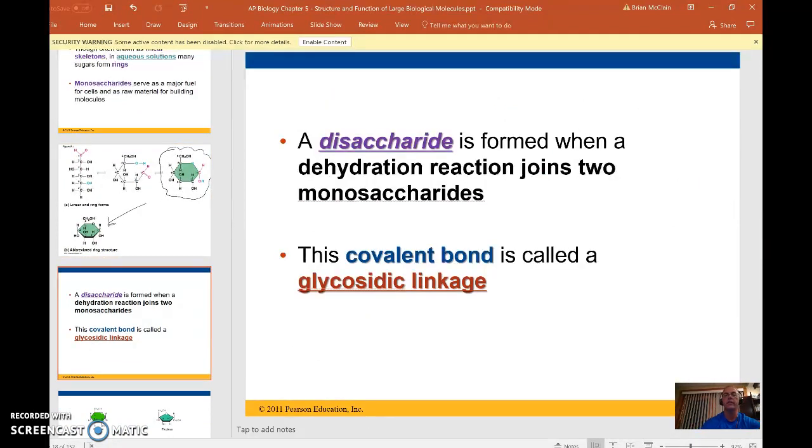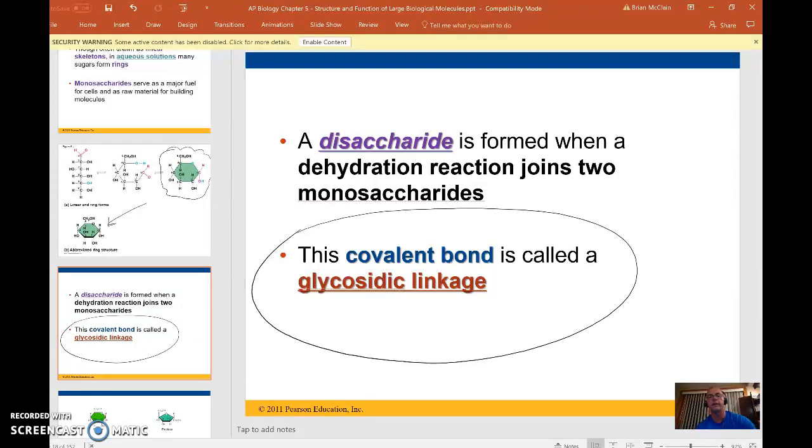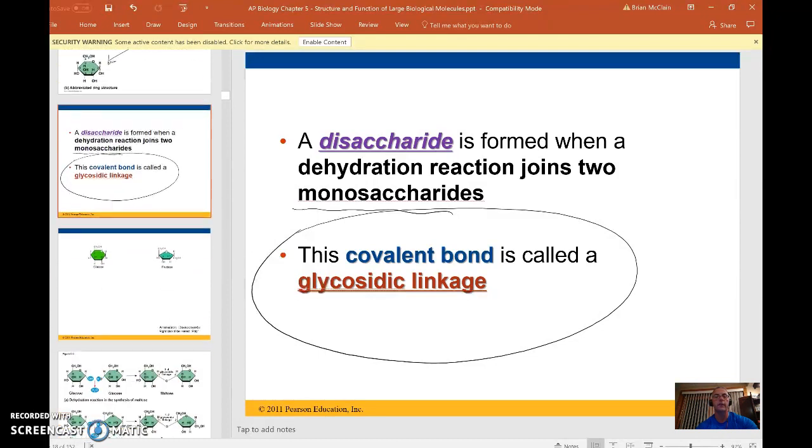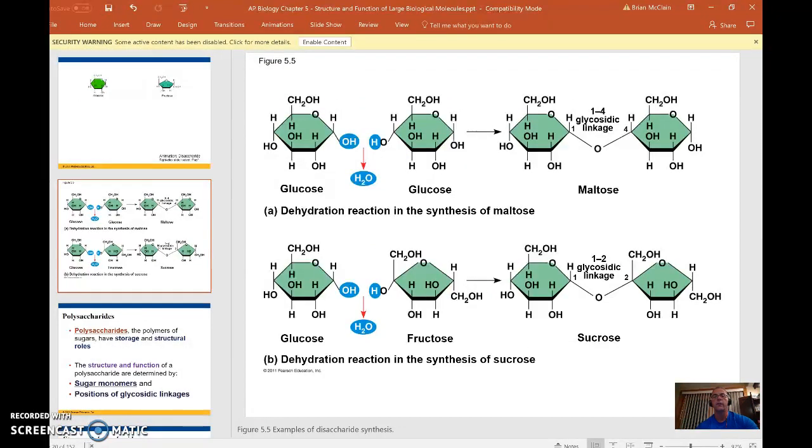You want to make sure you understand this word right here, glycosidic bond or glycosidic linkage. The glycosidic linkage is a specific type of covalent bond that helps us join different sugars. So in this case, if we're making a disaccharide, we use a glycosidic bond to hold those things together. So here's an example of making a disaccharide known as maltose.